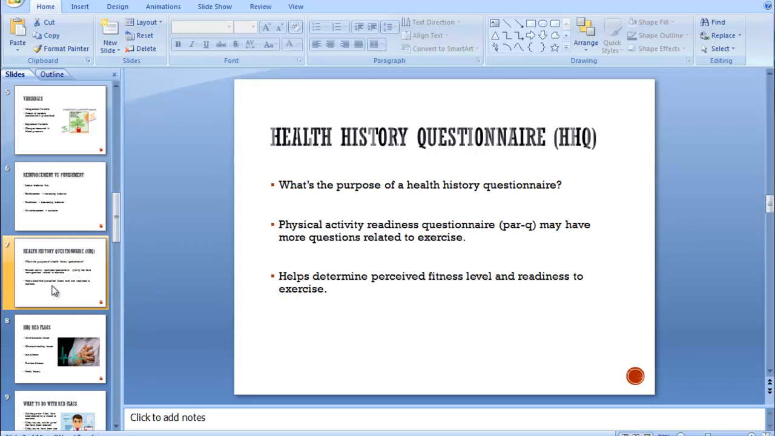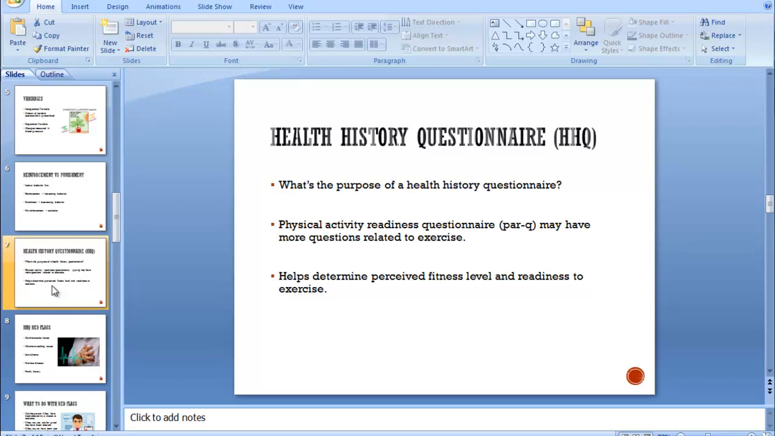So, health history questionnaire, the purpose behind it is to make sure we don't have any kind of pre-existing problems before we start working out. You may have heard it called a PAR-Q. They're essentially the same thing. So we just want to get an idea of their perception of their own fitness, and are they ready to exercise? Because if they have extremely high blood pressure, for example, we don't want them jumping out there getting really high heart rates and stroking out on us. So that's the reason we always start with blood pressure first when we do pre-testing.